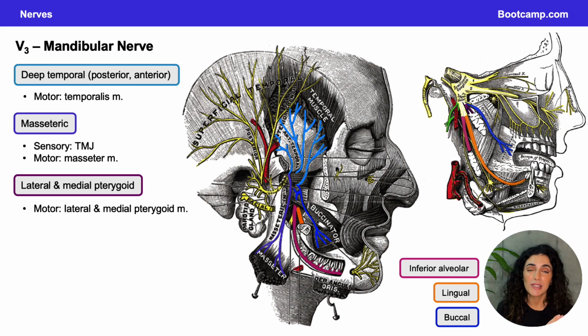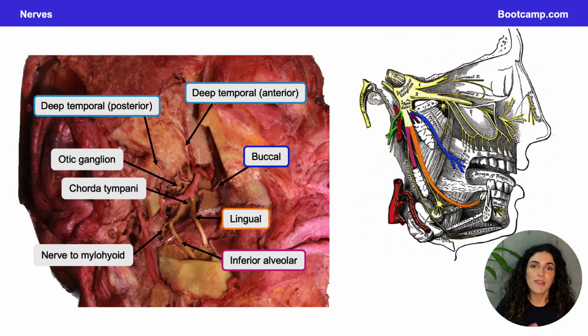So those muscles specifically, though, are found in the infratemporal fossa. So those branches are very, very small and very, very short because those muscles are already there. They don't have a long pathway to take. Because these nerves are so small, it may be difficult to see them in a cadaveric dissection. So now let's look at what these nerves look like in a cadaveric dissection.